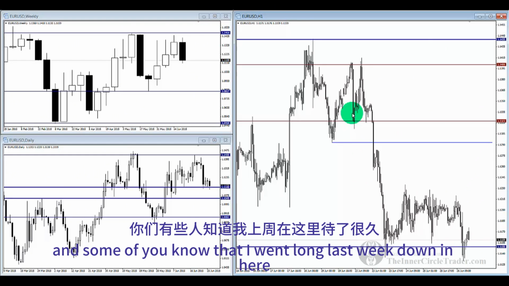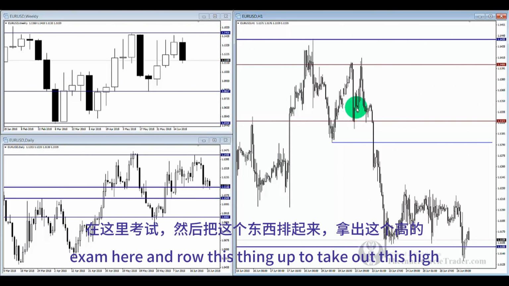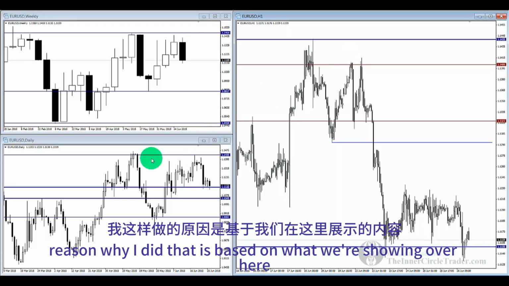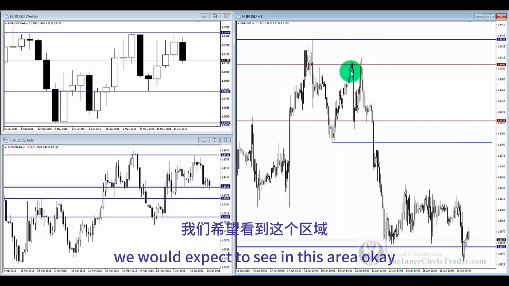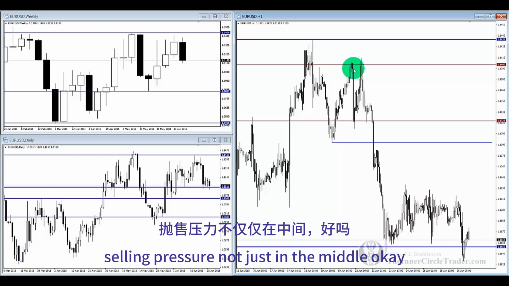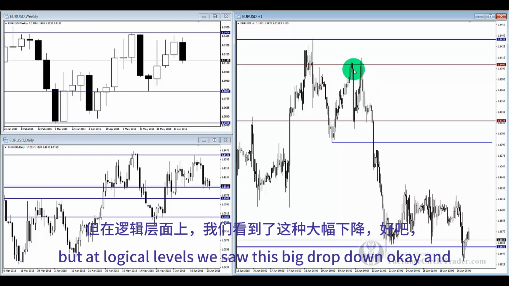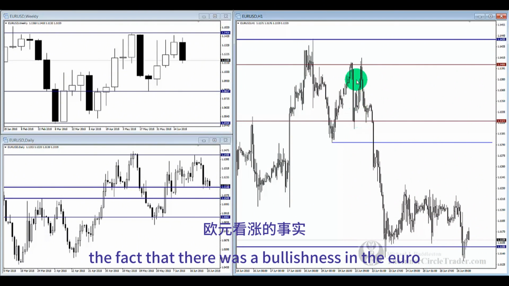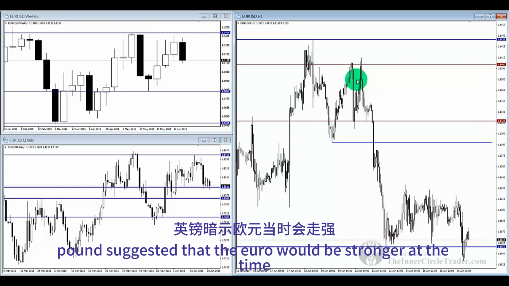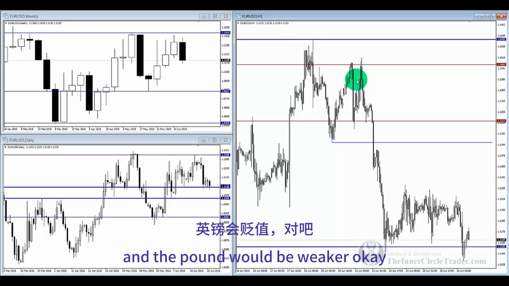Some of you know that I went long last week down in here, or actually in here, and rode this thing up to take out this high. The reason I did that is based on what we're showing over here and up here, and based on what we show on the dollar index as well. If we were bullish on the dollar, we would expect to see selling pressure in this area, not just in the middle, but at logical levels. We saw this big drop down, and the bullishness in the euro pound suggested that the euro would be stronger at the time and the pound would be weaker.